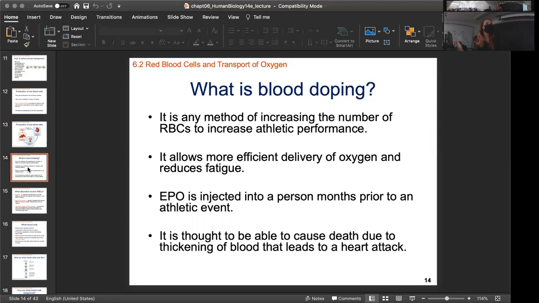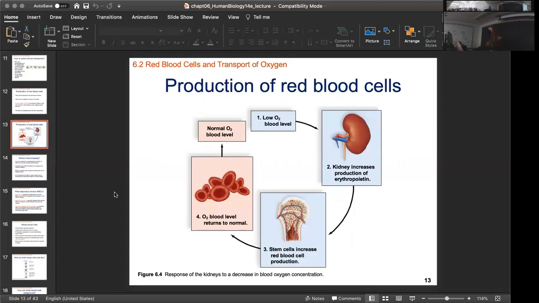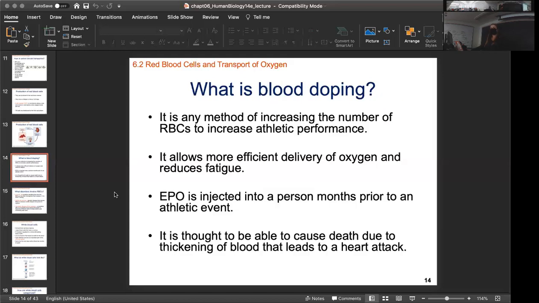But what happens is now that it's allowing for more efficient delivery of oxygen and it reduces the fatigue, meaning I can work out for longer, it's thought to also cause death due to the thickening of the blood, and it leads to a heart attack. Okay, so what happens is there's a couple of ways. One, that EPO protein that we talked about in this previous slide here that's secreted from your kidneys, they give that protein to the person months before that event that they are thinking of.